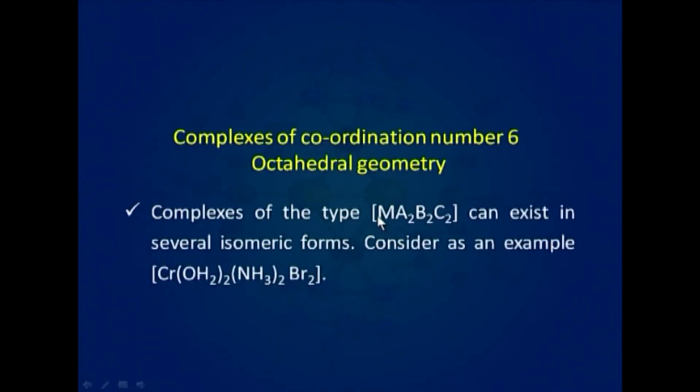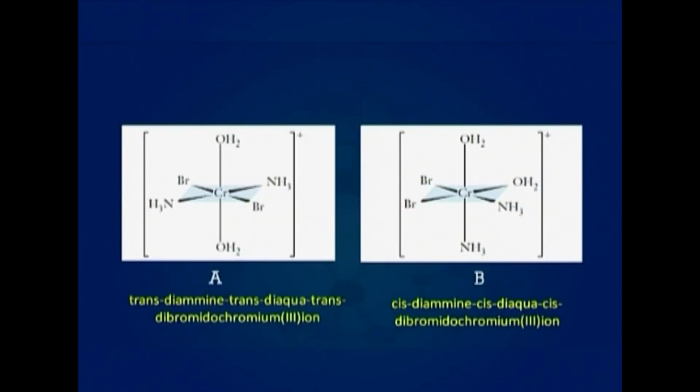Complexes of the type Ma2B2C2 can exist in several isomeric forms. Consider as an example Cr(H2O)2(NH3)2Br2. In first form A, the members of all the three pairs of like ligands are trans to each other. Hence, it is named as trans diammine, trans diaqua, trans dibromido chromium(III) ion.